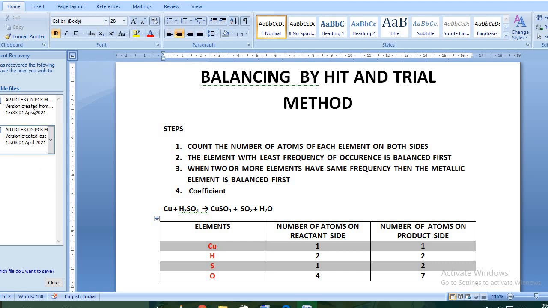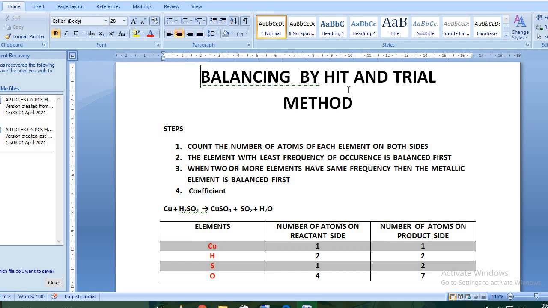Good morning, students. In the previous two videos, you have seen how to balance chemical equations. There are two methods to balance a chemical equation: one is the hit and trial method and the other is the partial equation method. According to your syllabus, you have to study only the hit and trial method. So what are the steps for balancing a chemical equation using the hit and trial method?